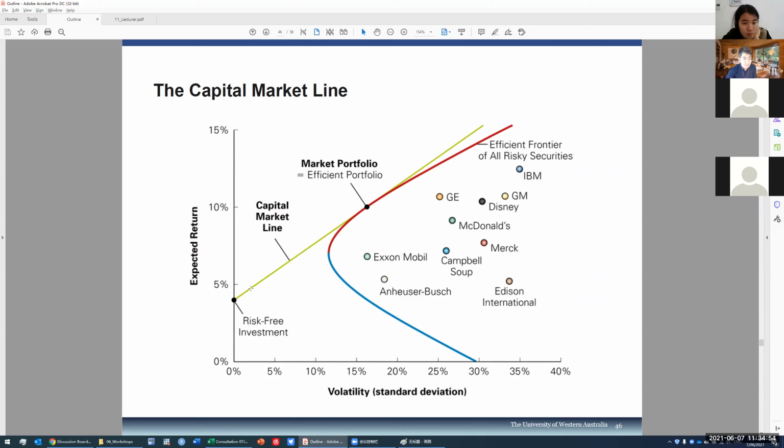So in this case, we only invest along this green line. Does that capture reality? It doesn't. It's just a model, and it's a model that fails. But people won Nobel Prizes.